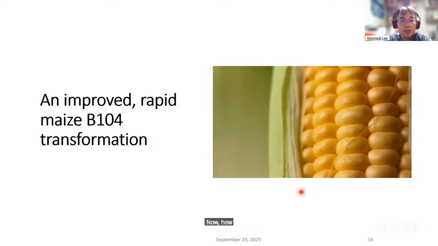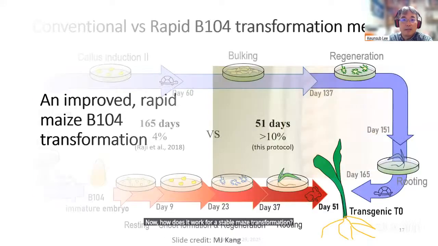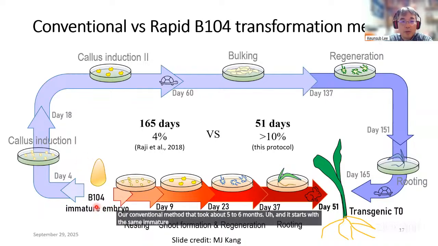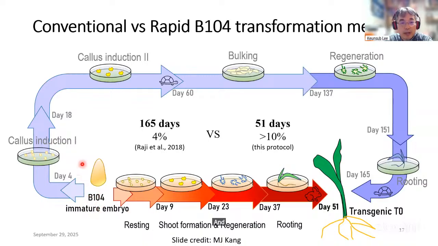Now, how does it work for stable maize transformation? So we developed this rapid B104 immature embryo transformation. Our conventional method took about 5 to 6 months. It starts with the same immature embryo, which is about 1.8 to 2 millimeters. After Agrobacterium infection and co-cultivation, the old method utilizes callus induction medium, and then a proliferation and bulking stage, which takes about 4 to 5 months. The actual regeneration process takes about 4 weeks. It's the same, but the difference is whether we go through this callus induction and bulking stage, or we immediately go through somatic embryogenesis and the regeneration process.